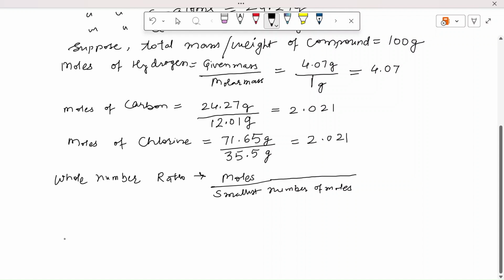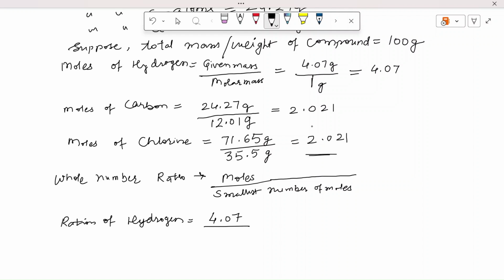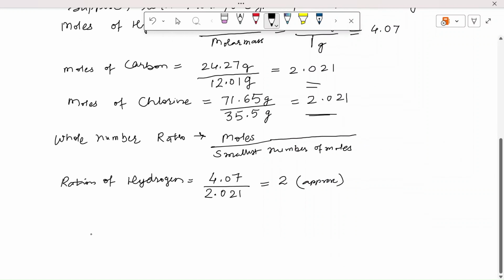I can show it like this, that this ratio will be the ratio for hydrogen, which is equal to the number of moles of hydrogen, which is 4.07, divided by the smallest number, 2.021. Okay, which approximately comes out to be equal to 2. It is approximately 2, so we can take it like this. Fine, this is the ratio of hydrogen.